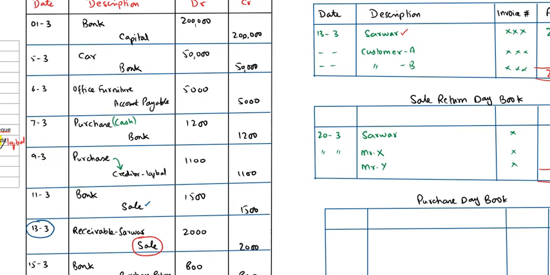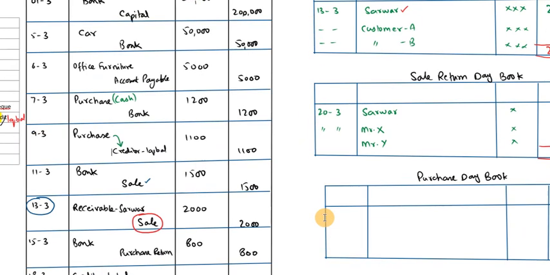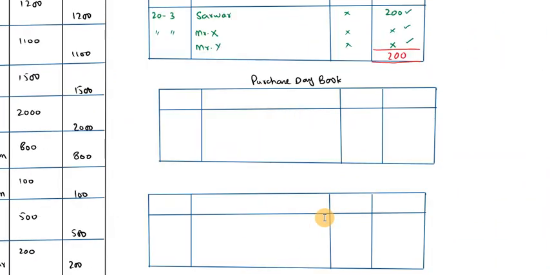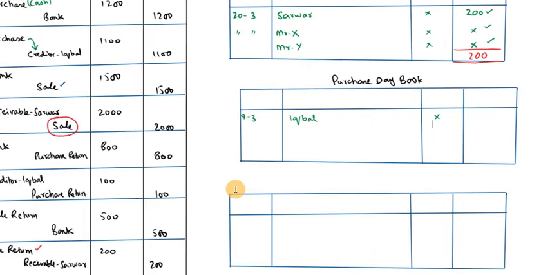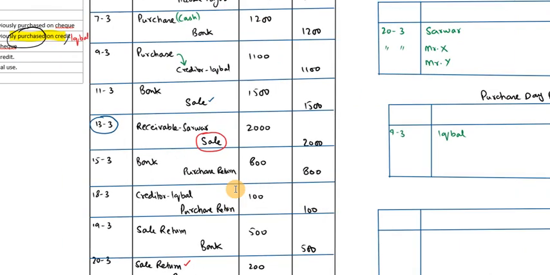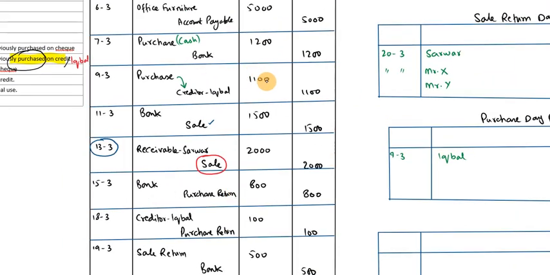So this is the 9th March, the date of transaction. The date is 9th March, and the name of the creditor is Iqbal, and here is the invoice number if he has any, and the amount of purchase will be here, 1100.